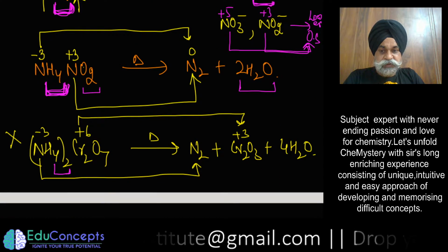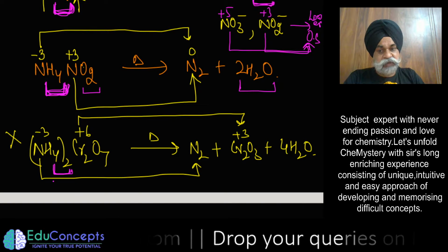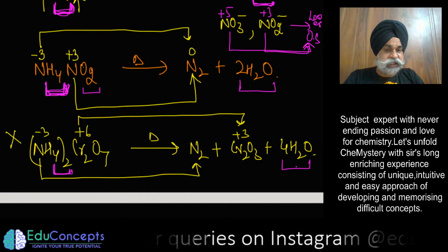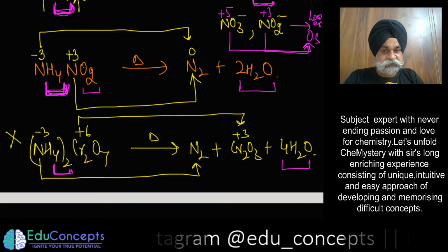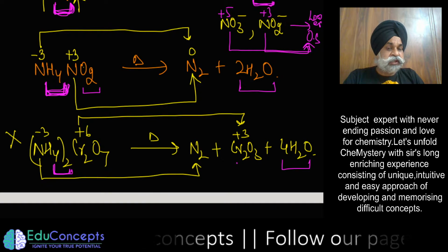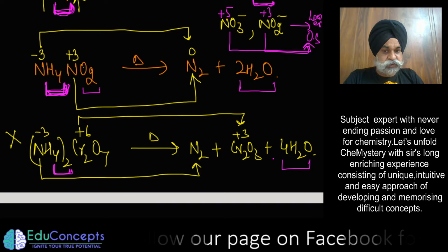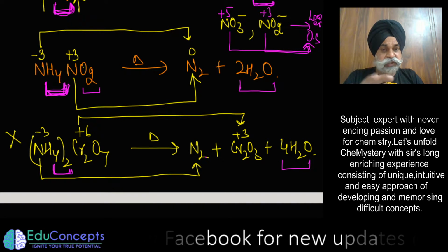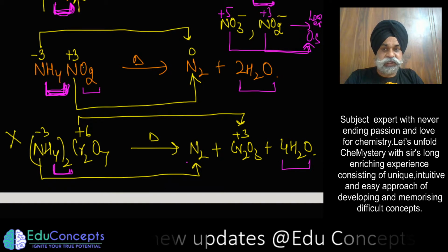How many hydrogens do you have here? 8 hydrogens, so I could take out 4 water. Once I take out 4 water, I would be left with chromium. So chromium's oxide is Cr2O3, which it goes to, and you are left with nitrogen. So this is a tip which has already been shared with you.